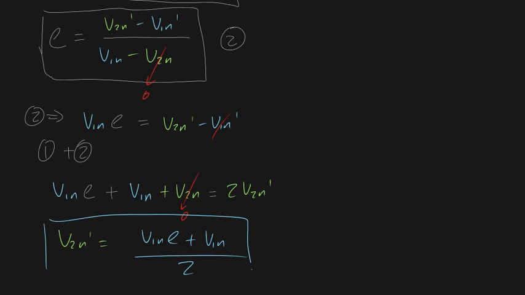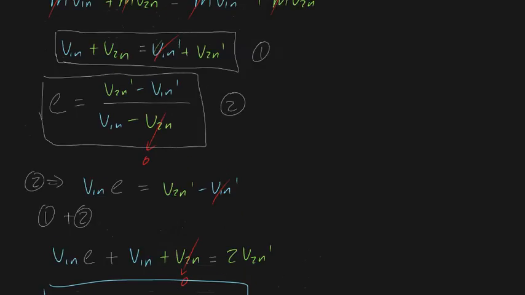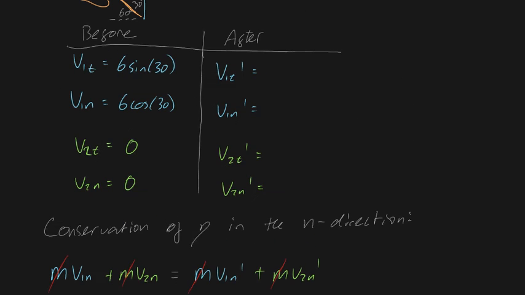And when you plug that into your calculator, you are going to be left with 4.16 meters per second. So that's 4.16 meters per second. Let's write that up here in our table where we can actually keep track of this. This is going to be v2n dash equals 4.16 meters per second. So far, so good.